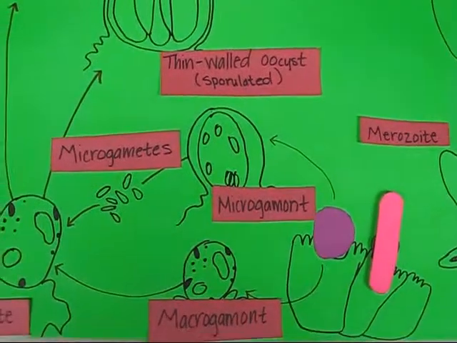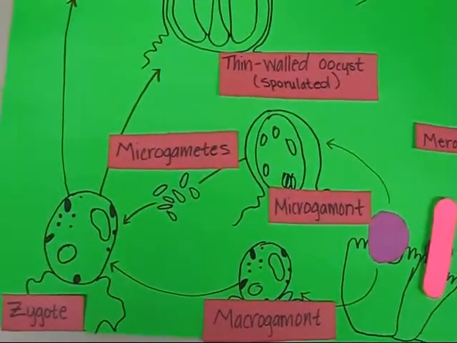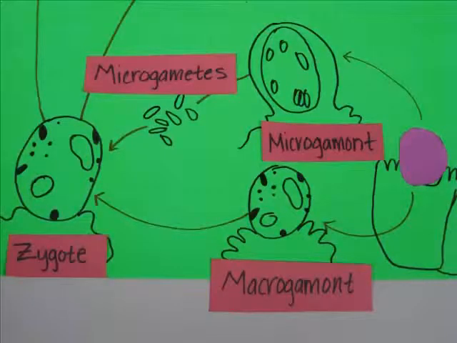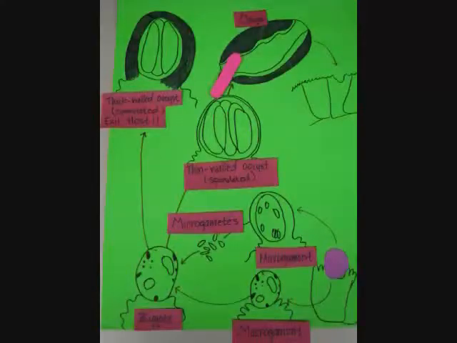From there, they become either macrogamonts or microgamonts. These are the female and male sexual forms respectively. Microgametes from the microgamonts penetrate the macrogametes, forming zygotes. The zygotes develop into 2 types of oocysts.